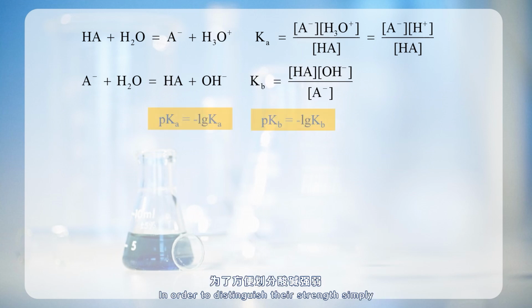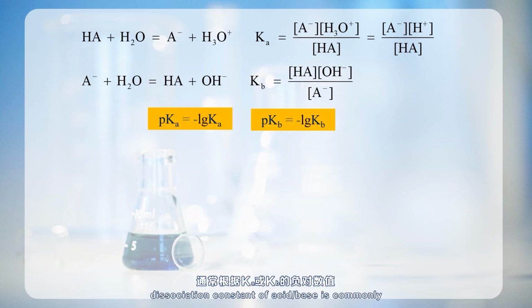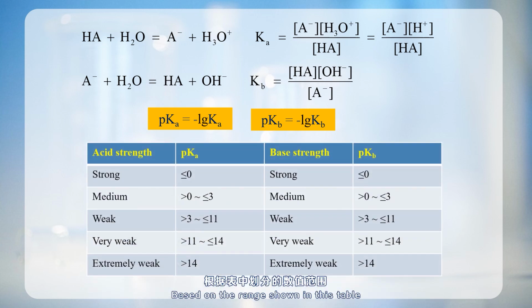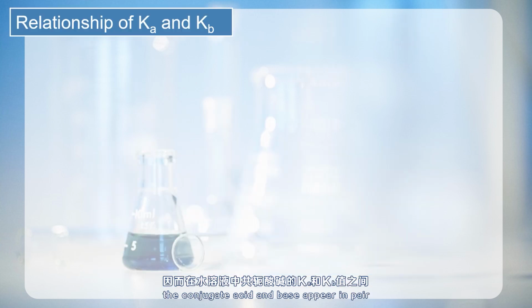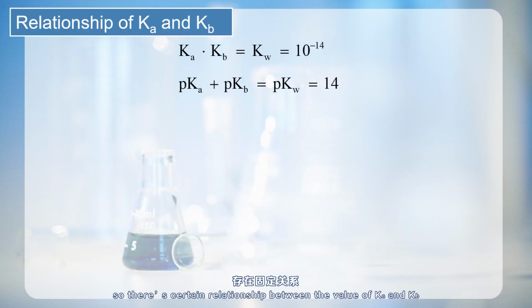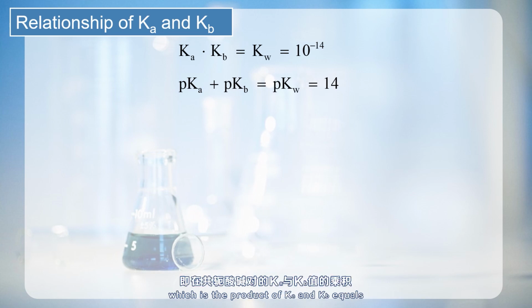In order to distinguish their strength simply, dissociation constant of acid or base is commonly valued in negative logarithm. Based on the range shown in this table, there are 5 strength levels: strong, medium, weak, very weak, and extremely weak. The Lewis acid-base theory has told us that the conjugated acid and base appear in pair, so there is a certain relationship between the value of Ka and Kb, which is the product of Ka and Kb equals the ion product constant of water.